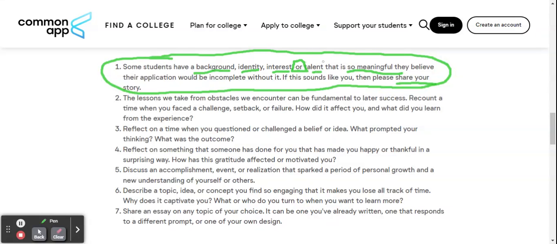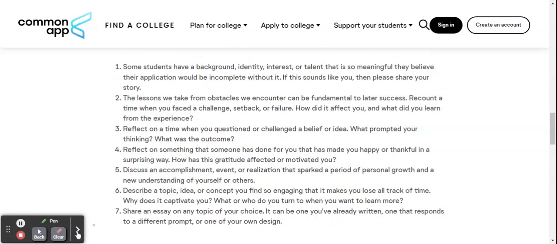And then once you've selected, really figure out who you are. And if you fit one of those four, the background, identity, interest, or talent, then one of these is going to be the one that you're going to focus on. Hope that makes sense, right, writers, and that I did not confuse you on that. All right, moving on to prompt number 2.